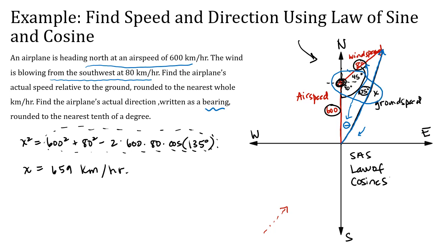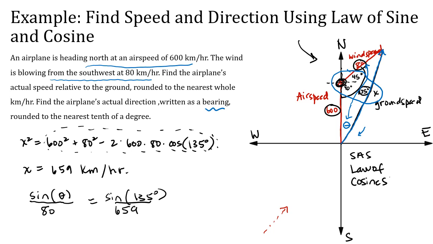So here's what I'm going to write. I'm going to say that the sine of theta, that unknown angle, over the side across from it, which is 80, is equal to, I'm going to use my anchor now, the sine of the 135 degree angle all over x, and x was 659 with some change.